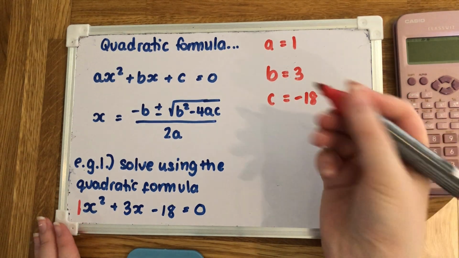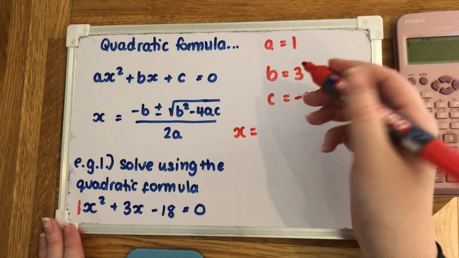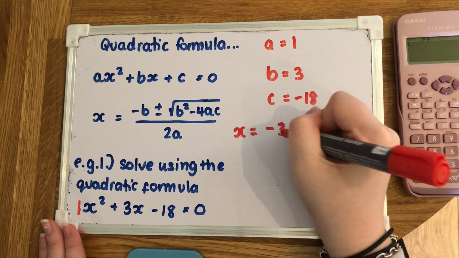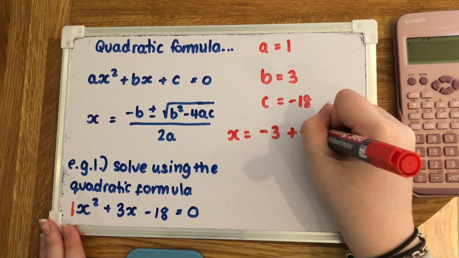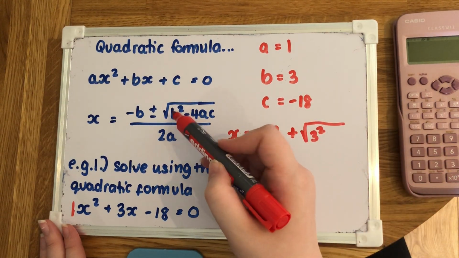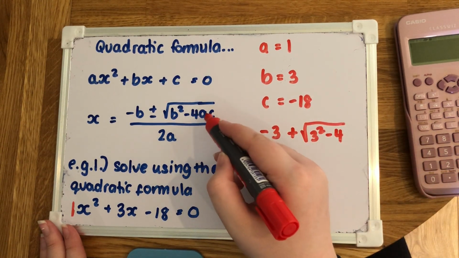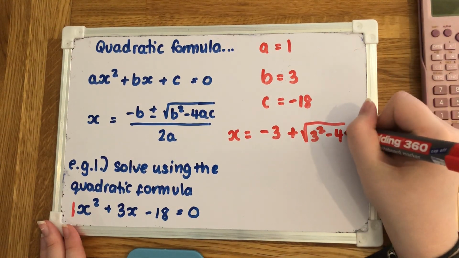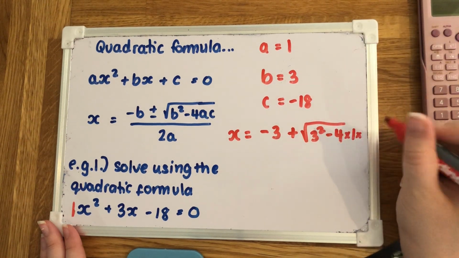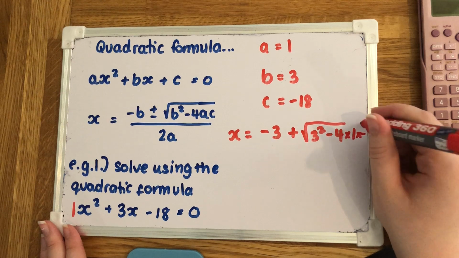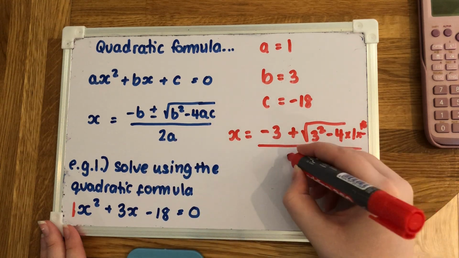So I'm going to do it with a plus first. B is 3 and we need to put a subtract sign in front of it, so it's going to be negative 3. We're going to start with the plus. So plus the square root of 3 squared, because B is 3, subtract 4 because the 4's there. Now, because they're all just next to each other, that means we're going to be multiplying. So it'd be 4 multiplied by whatever A is, which is 1, multiplied by whatever C is, which is negative 18. And we divide all of that by 2 times A, so 2 times 1.